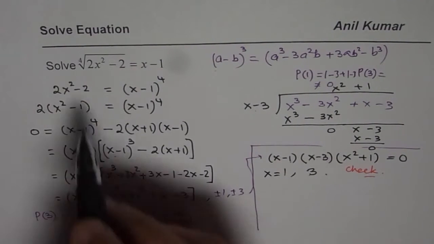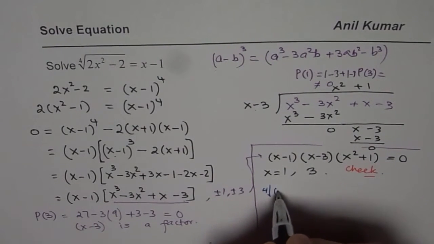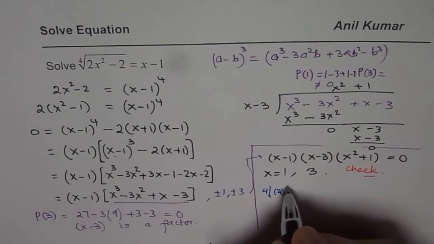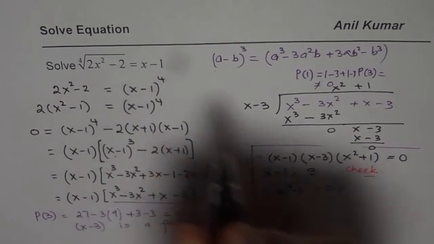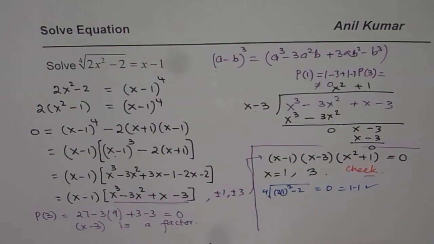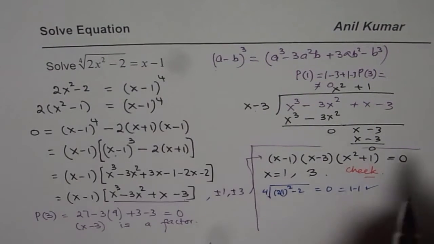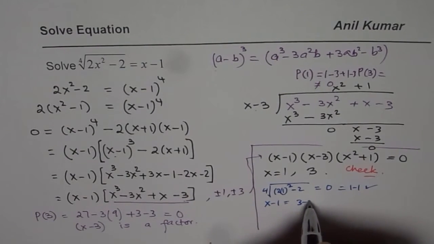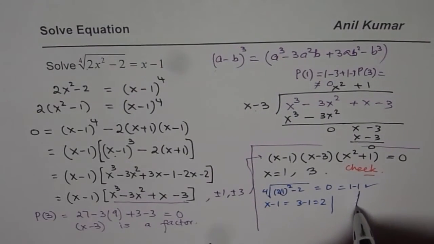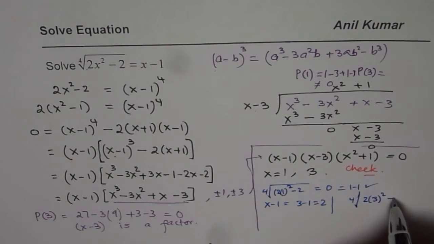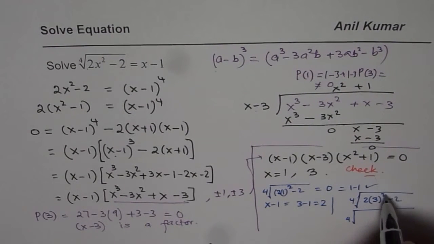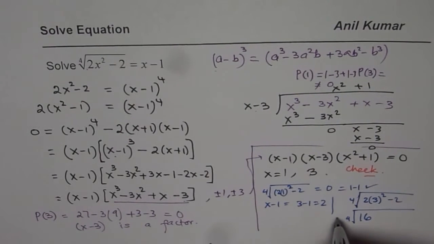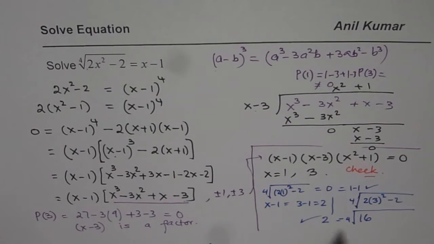So if I write 1, I had already checked that. That is fourth root of 2 times 1 square minus 2, which is indeed equal to 0, right? On the right side, 1 minus 1 is also 0, so that works. If I substitute 3, on the right side, x minus 1 is 3 minus 1 equals 2. And on the left side, fourth root of 2 times 3 square minus 2, what do I get? Fourth root of 3 square is 9. 9 times 2, 18 minus 2, 16. And that is also equal to 2, right? So it works. Therefore, both solutions are correct solutions for the given equation, right?